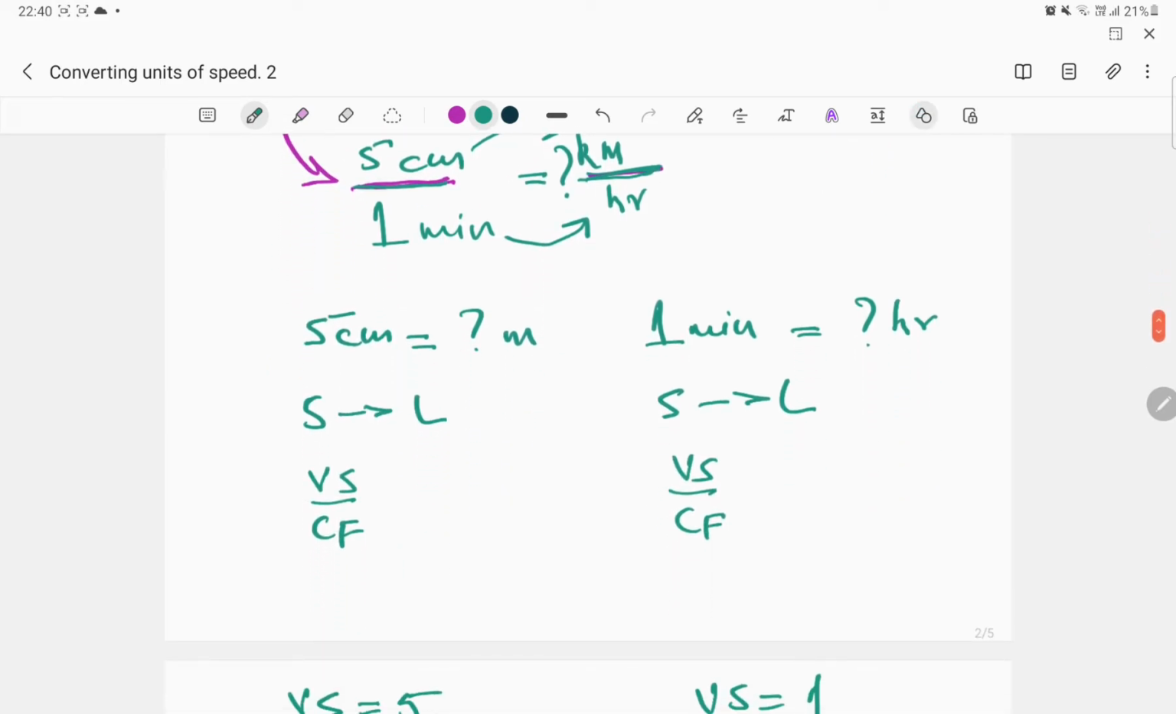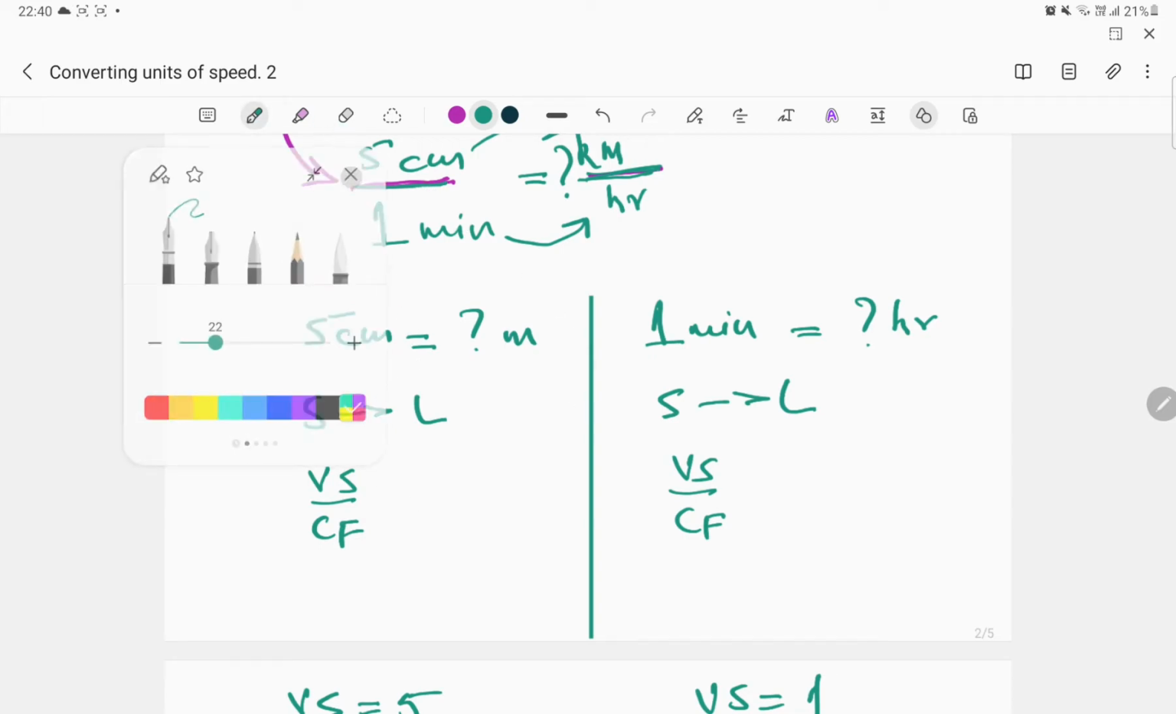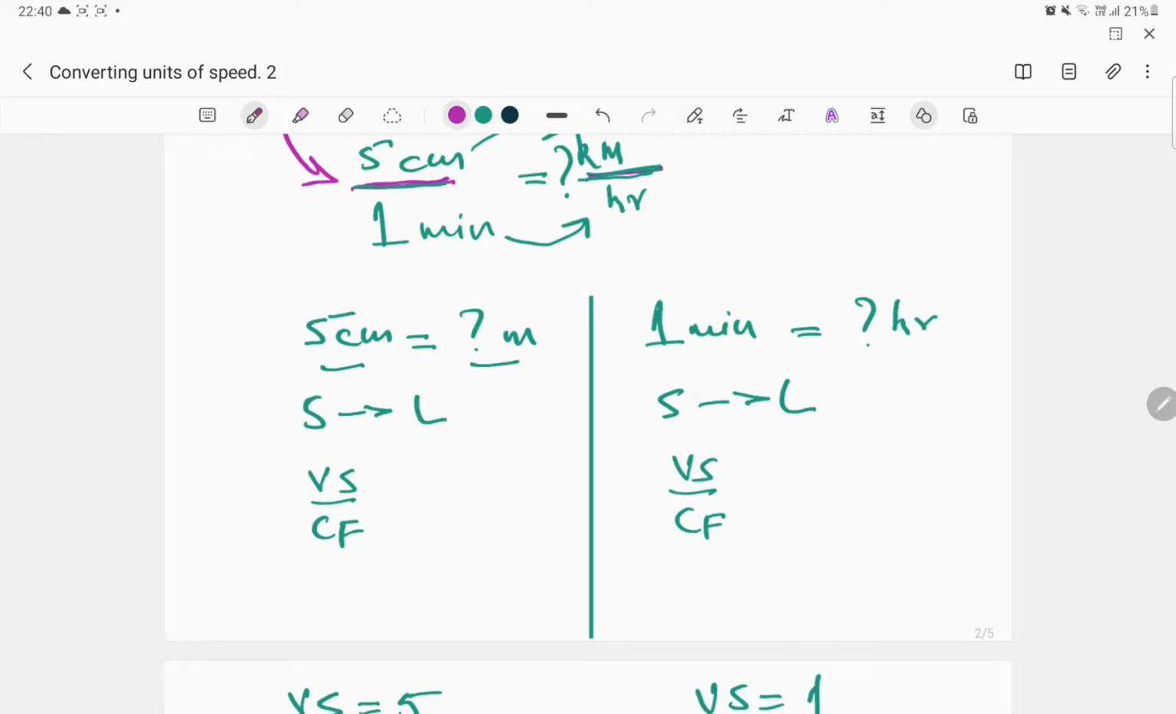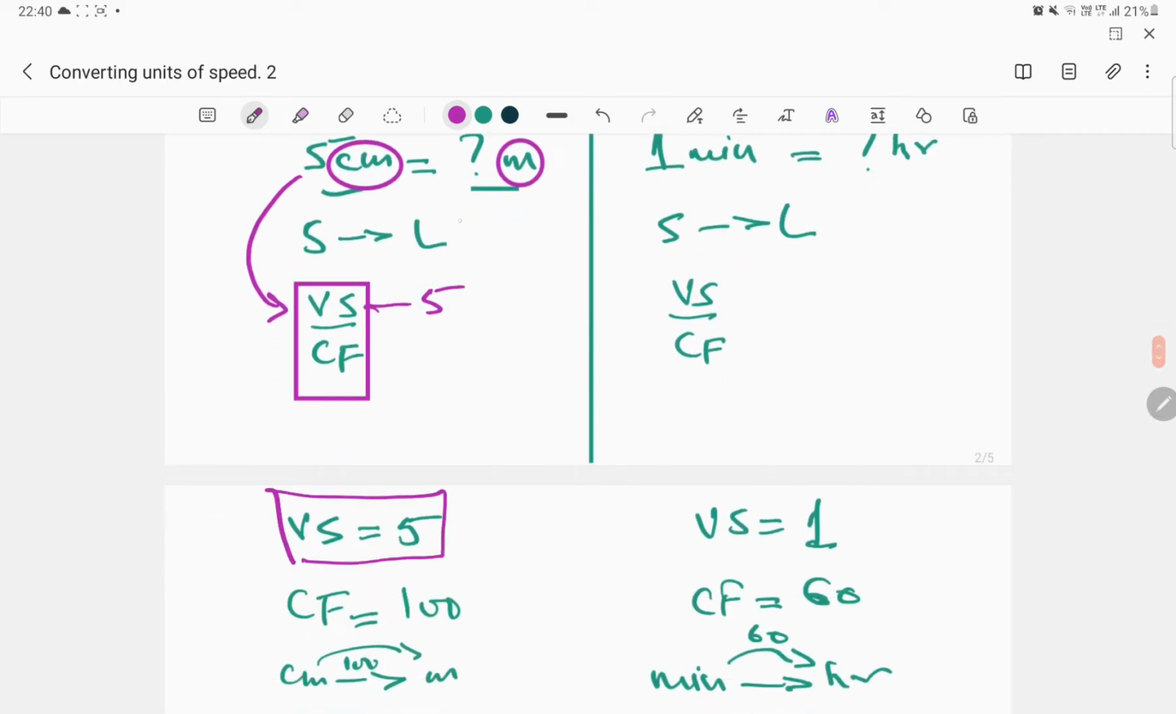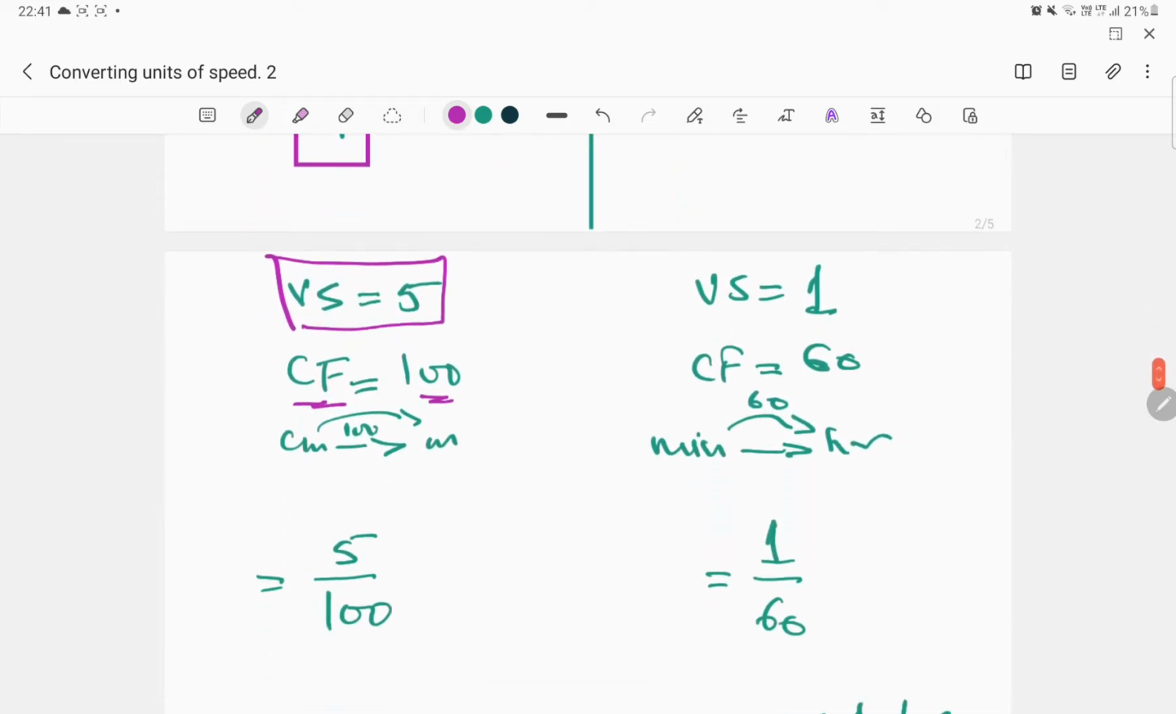Now, I have solved it like I did in the previous video. Let us convert 5 centimeters into meters. So we are converting a small unit, which is centimeter, into a larger unit, which is meters. And the formula to convert a small unit into a large unit is the value of the small unit divided by the conversion factor. The value of the small unit here is 5. And the conversion factor: how many centimeters are found in 1 meter? It's 100. And I simply divide 5 by 100.